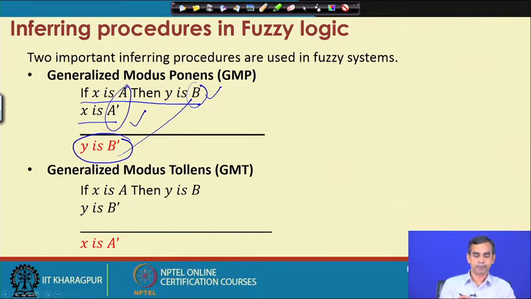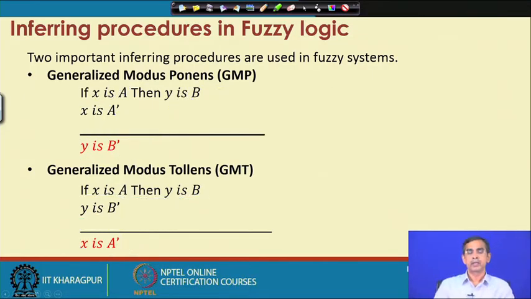Now, similarly, if x is A then y is B is given, and here y is B dash is given, then we can infer x is A dash. So, here x is A dash is given, then we can infer y is B dash. Here y is B dash is given, then we can infer x is A dash. So, these are the two rules. They are popularly called GMP and GMT, and using these two rules we can infer some other fuzzy rules.